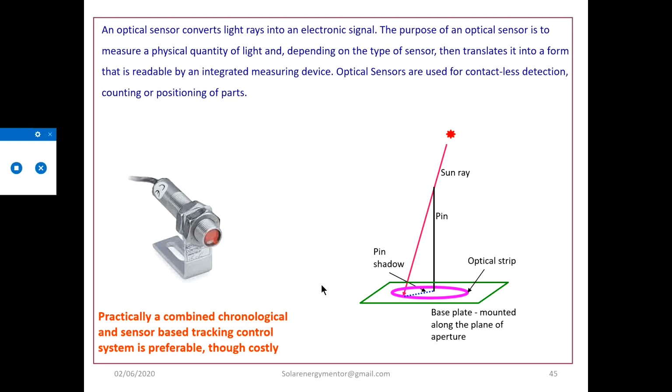So we have discussed two methodologies of tracking used. One is chronological and the second is sensor based. Pure chronological as well as pure sensor based is not a practical thing. So in actual practice, a combination of chronological and sensor based tracking control system is preferable. Though it is costly, because providing both systems and both controls in a microchip is a bit costly, it is worth providing a combination of chronological and sensor based systems.